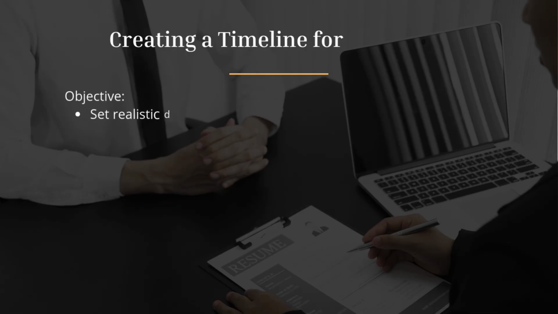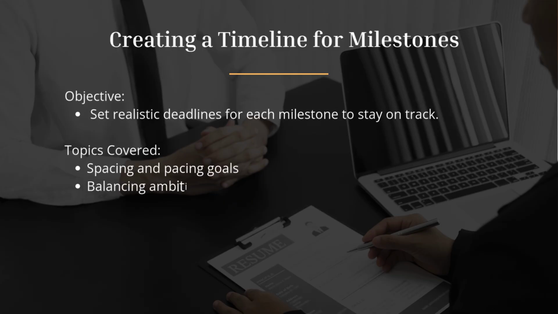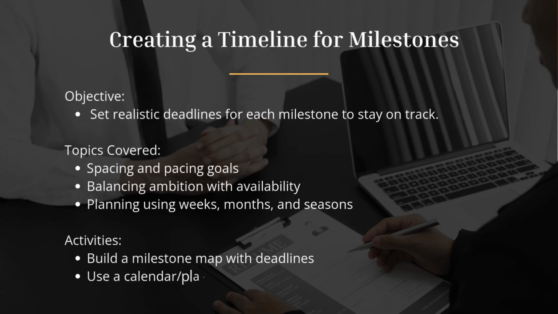Creating a timeline for milestones. Objective: set realistic deadlines for each milestone to stay on track. Topics covered: spacing and pacing goals. Balancing ambition with availability. Planning using weeks, months, and seasons. Activities: build a milestone map with deadlines. Use a calendar or planner to mark key dates.